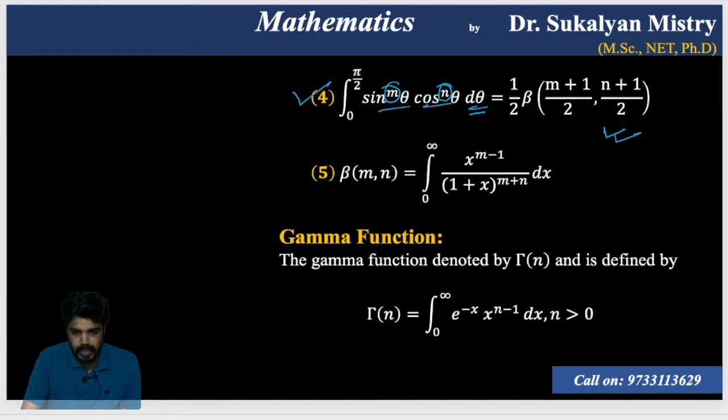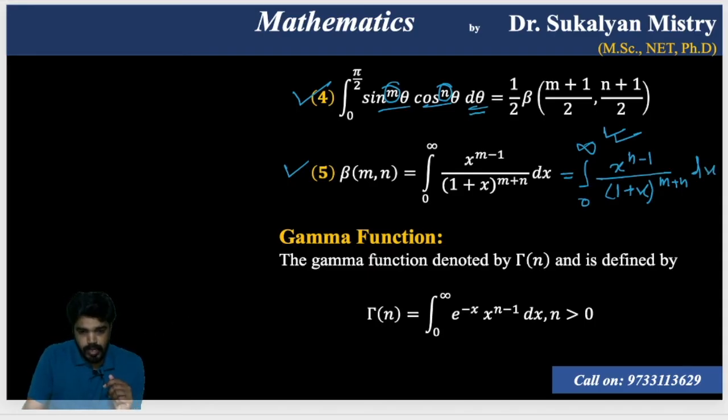Next, beta(m, n) is equal to the integral from 0 to infinity of x to the power m minus 1 divided by (1 plus x) to the power m plus n dx. This is also equal to the integral from 0 to infinity of x to the power n minus 1 divided by (1 plus x) to the power m plus n dx.